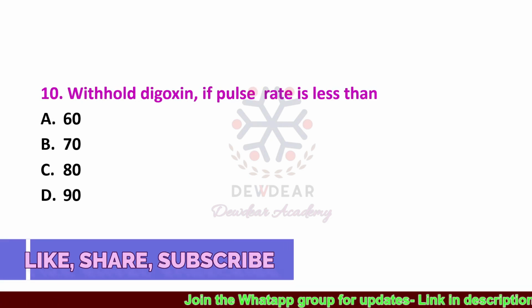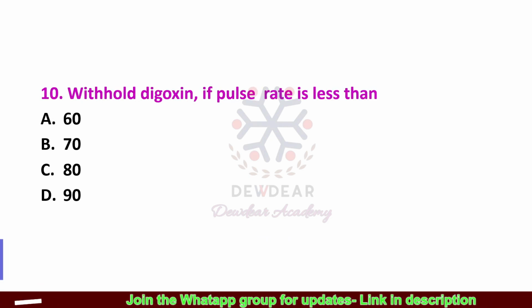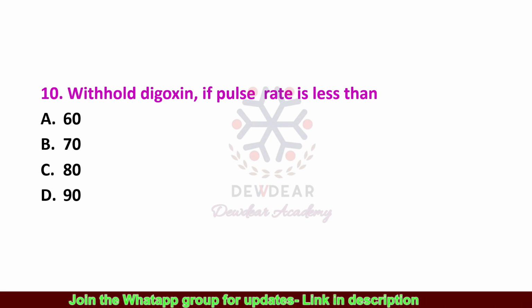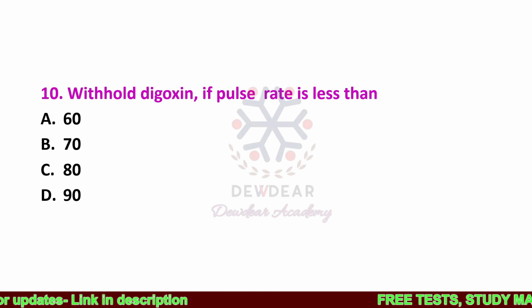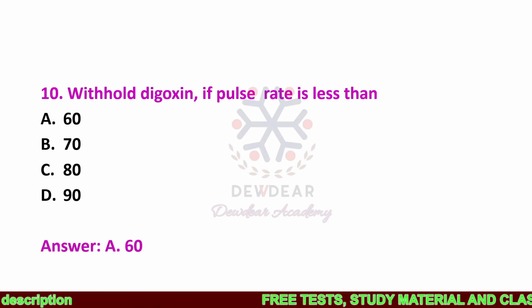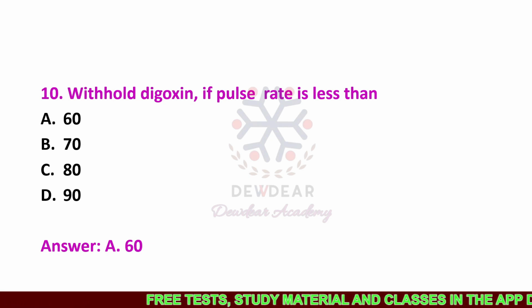Now question number 10, withhold digoxin if pulse rate is less than. Options are 60, 70, 80, 90. So the correct answer is option A, that is 60. If the pulse rate is less than 60 beats per minute, digoxin should not be given.